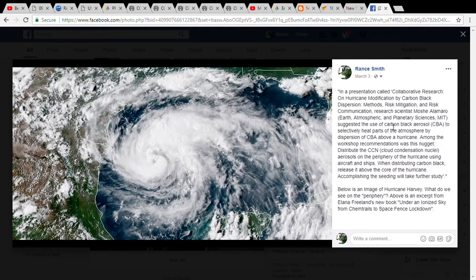So here they're talking about using carbon black to selectively heat parts of the atmosphere by dispersion of carbon black above a hurricane. Among the workshops was this little nugget: distribute the cloud condensation nuclei aerosols on the periphery of the hurricane using aircraft and ships. Now, what do we see all around the hurricane? Sure looks like aerosol dispersals from aircraft and ships, doesn't it? Does to me. Alright?